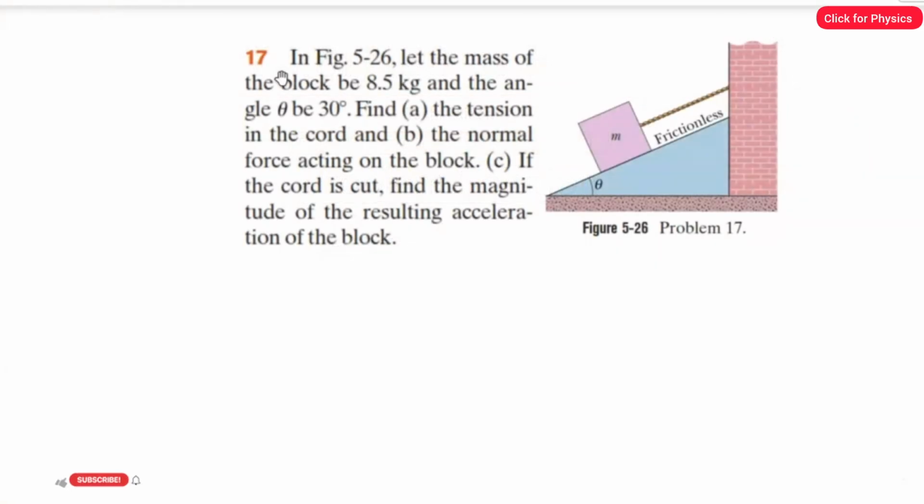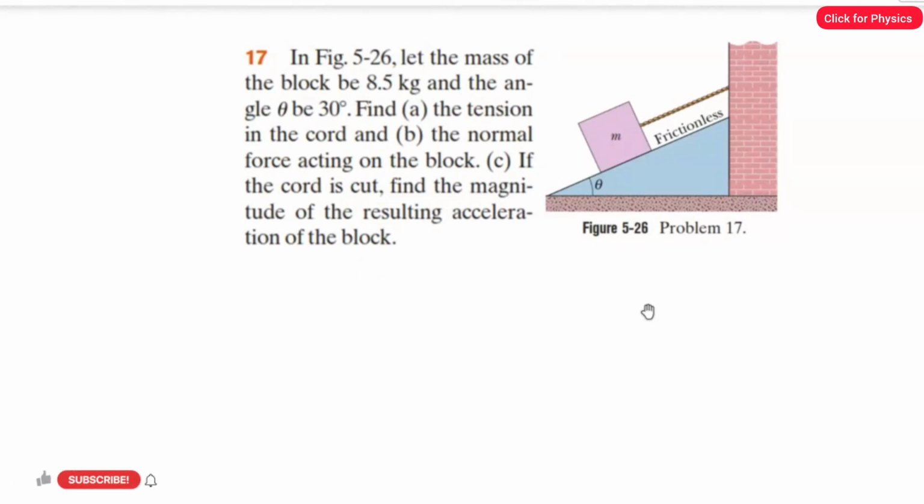Problem number 17. In the figure, let the mass of the block be 8.5 kilogram and the angle theta be 30 degree. Find the tension in the cord. Find the normal force acting on the block. And if the cord is cut, find the magnitude of the resulting acceleration of the block. So here we have to answer these three questions.